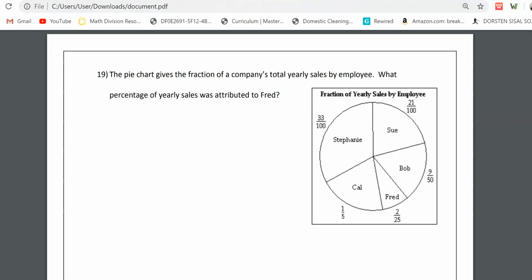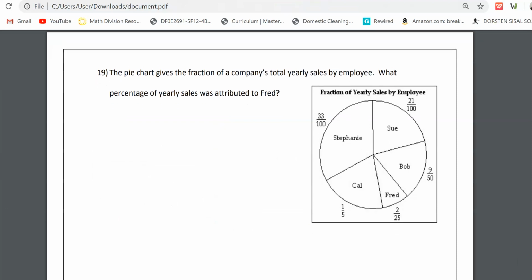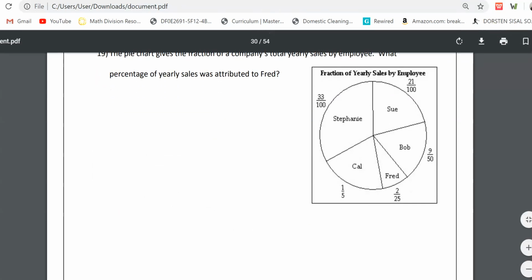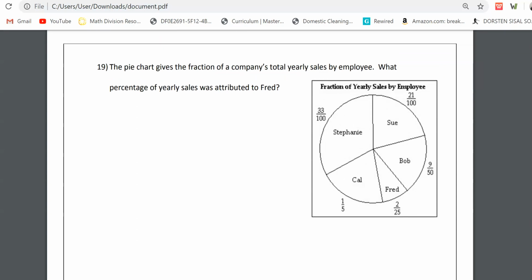I wanted to go over this problem just in case it was confusing for anybody. So let's look at the question. It says the pie chart gives the fraction of a company's total sales for each of their employees. So you notice you have all these different pieces of the pie. The question is, what percentage of yearly sales was attributed to Fred? So how much did Fred take care of or add to the company?